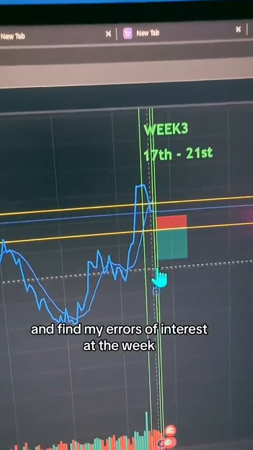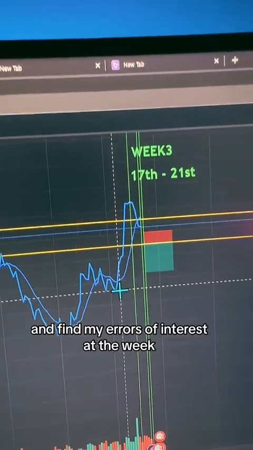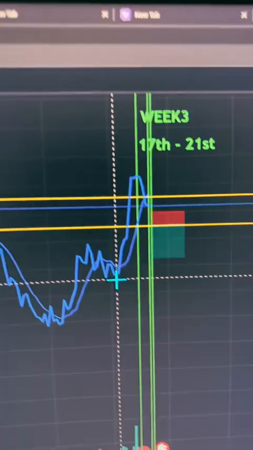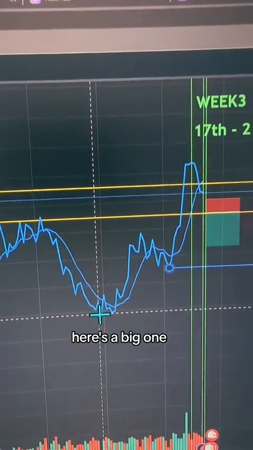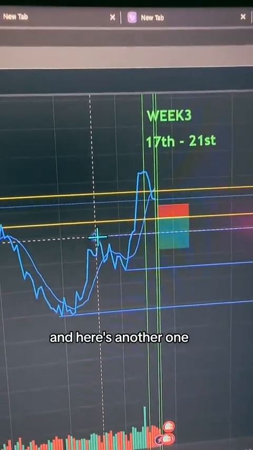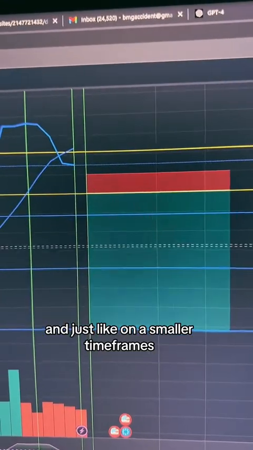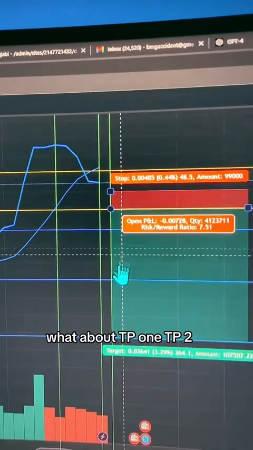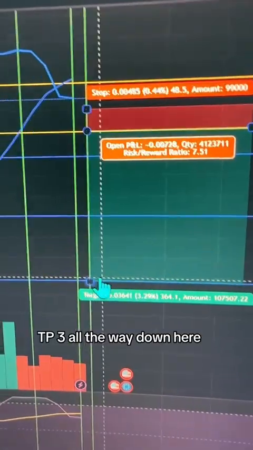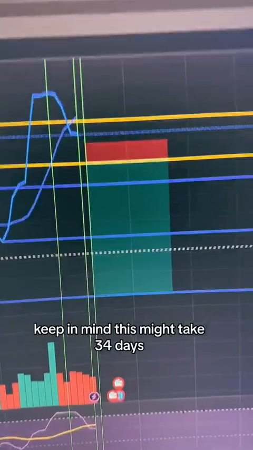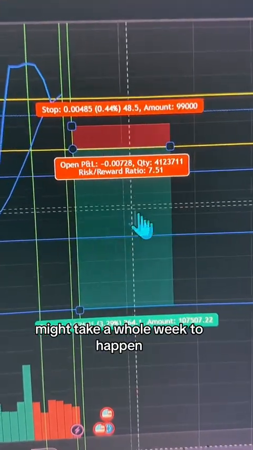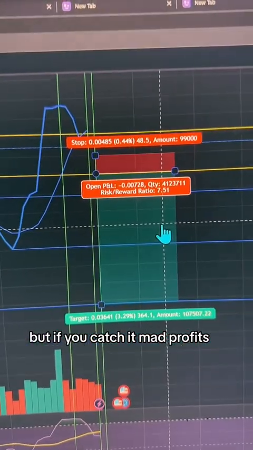Then I'd go back over to my line chart and find my areas of interest for the week. Say that's probably week 2. So here's one, here's a big one, and here's another one. Just like on the smaller time frames, this area right here would have been TP1, TP2, TP3, all the way down here. Keep in mind, this might take three to four days, might take the whole week to happen, but if you catch it, mad profits.